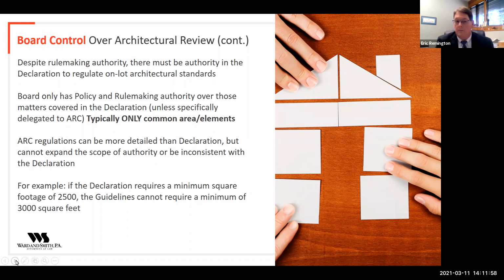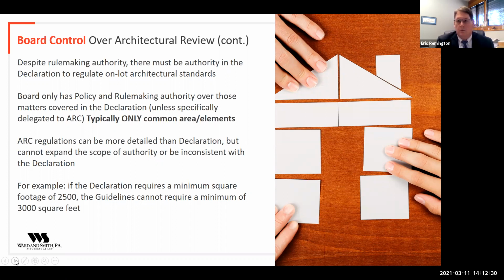And so the board typically only has policy and rulemaking authority over those matters that deal with common elements and common areas. So it's like Alan said, typically the law favors the free use of property. And so in order for there to be control over architectural standards within a particular person's lot, there has to be some sort of specific delegation of that authority in the declaration when it's created.